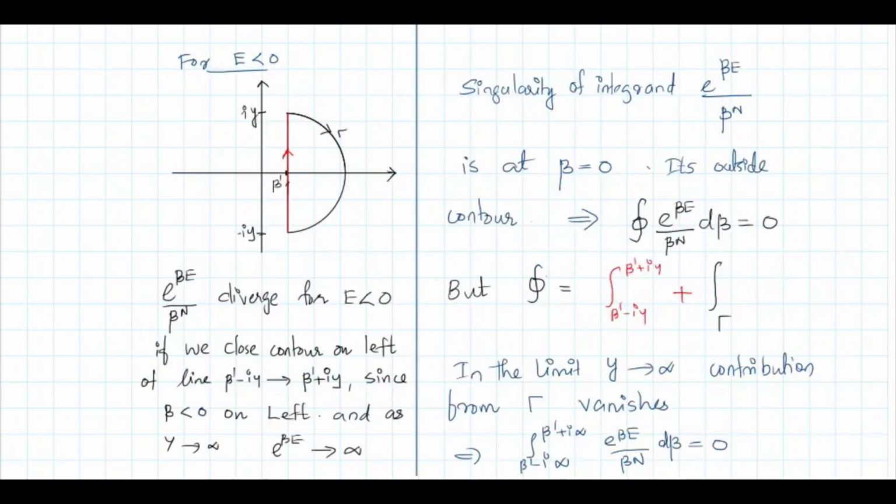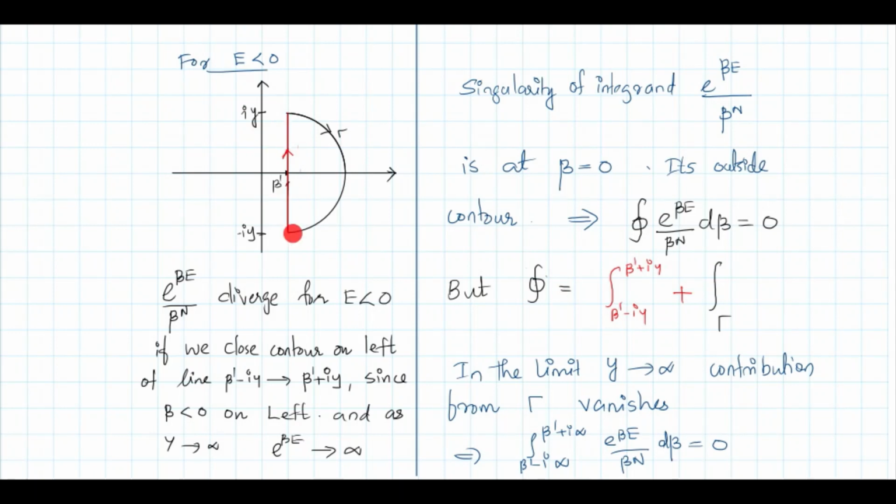From this real part, this point is beta prime. So this point is beta prime minus iy, and this point is beta prime plus iy. So this straight line is beta prime minus iy to beta prime plus iy. If you let y tend to infinity, this line becomes beta prime minus i infinity to beta prime plus i infinity. But in order to use the contour integration method, we have to close the contour.